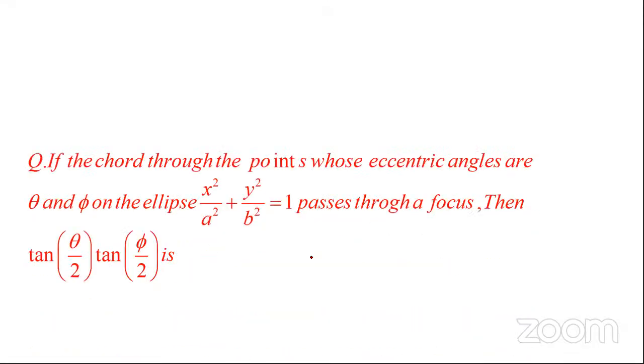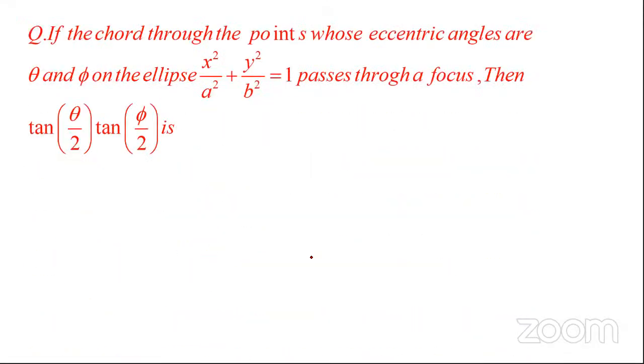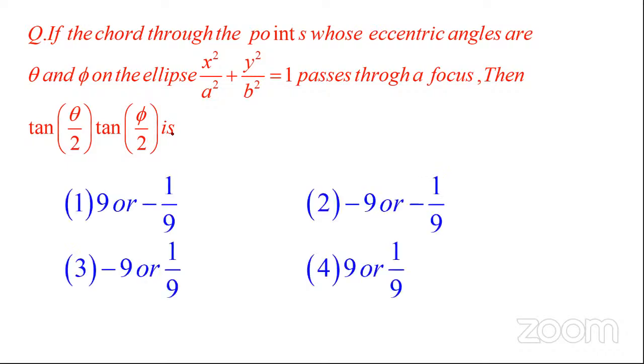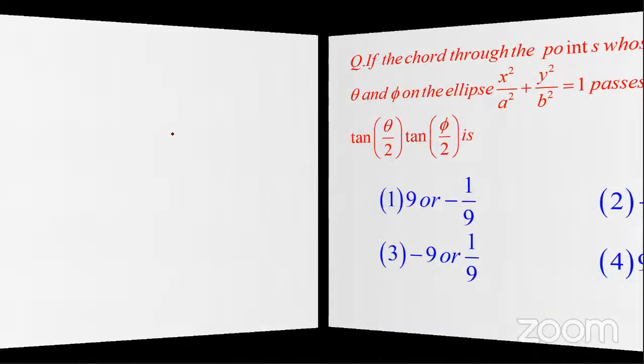Next question. If the chord through the points whose eccentric angles are theta, phi on the ellipse x square by a square plus y square by b square equal to 1 passes through the focus, then tan theta by 2 into tan phi by 2 is? Just find the values. In the previous sum I explained this type of sum. So just do that. Next, the last question I think.